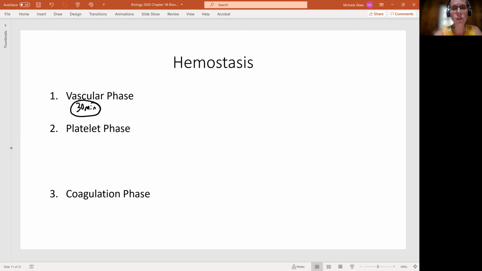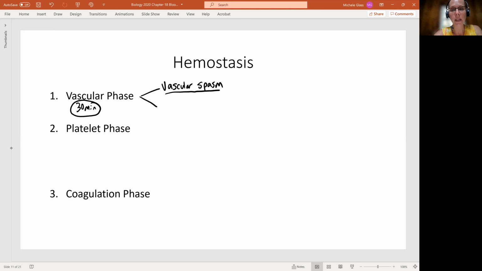And we see 2 major things happening. The first major thing that happens is the blood vessel that's cut or damaged will actually have a spasm. And this spasm is where the smooth muscle is contracting so dramatically that if the vessel is small enough, the vessel basically just kind of shuts right there so that you don't have very much blood loss happening.